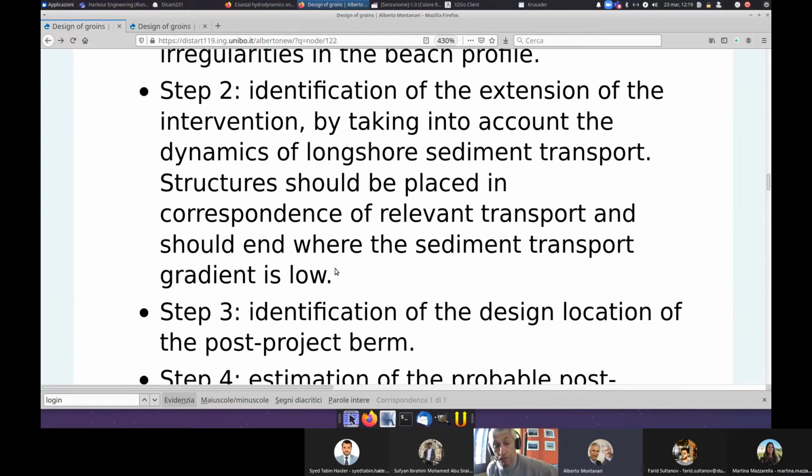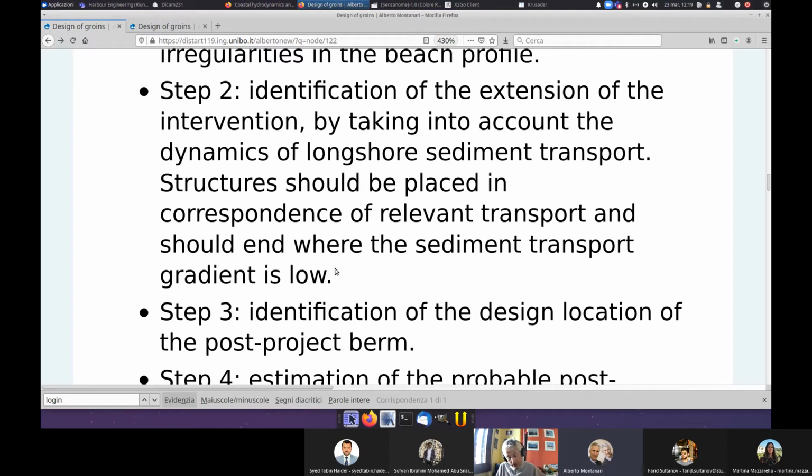And so you may look at the sediment transport gradient. You may look at the original shape of the beach. And then, of course, you have to take into account that the shorter the extension of your intervention, the better it is. And sometimes in some places, you will notice that there are just 2-3 groins which solve the problem.